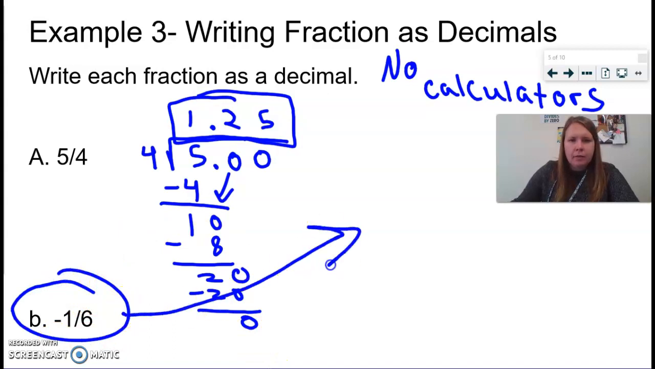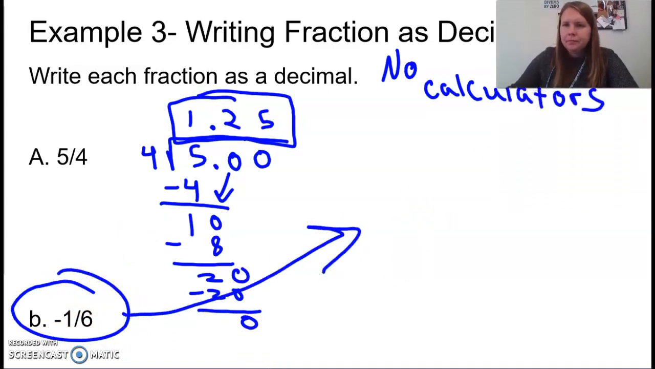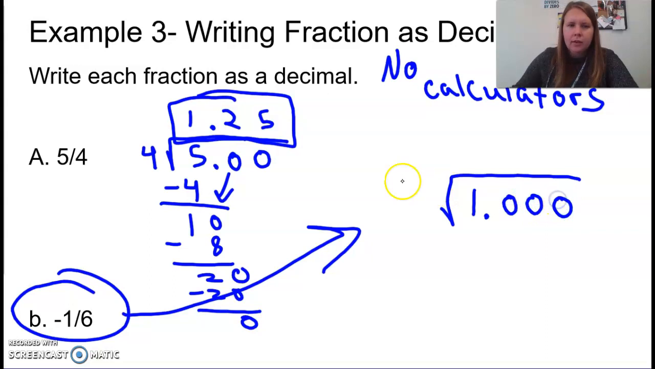Okay? Let's look at B. I'm going to bring B over this way. Again, I'm going to set it up. I have -1. Oh. So let's keep it as just 1 on the inside. Remember, I can put as many zeros after the decimals as I'd like. And we're going to have it as 6. We're just going to make sure that my answer is negative, because remember, a negative divided by a positive is going to give me a negative.